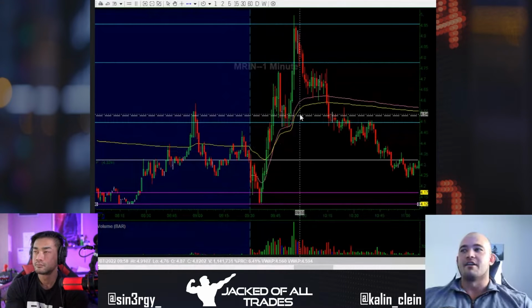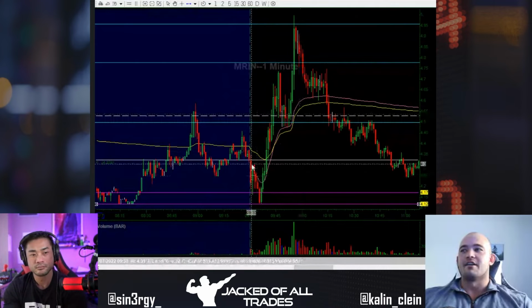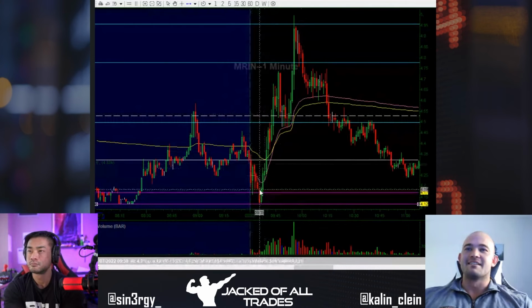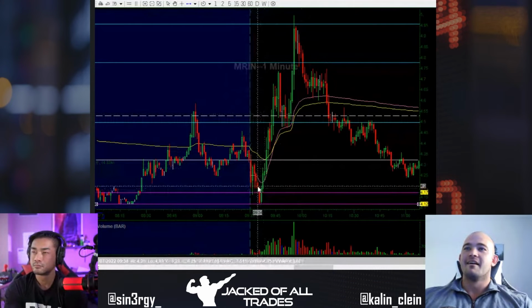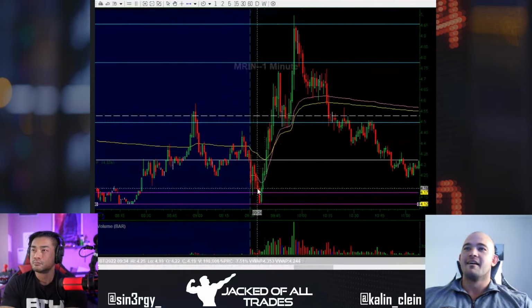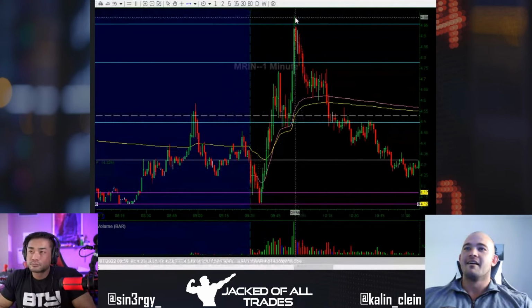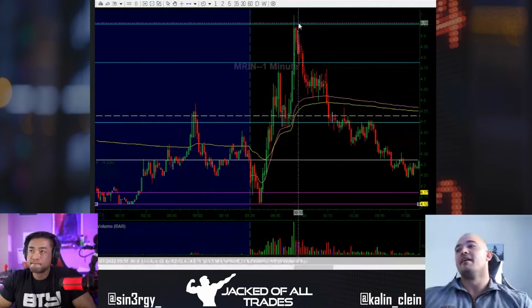But if I just shorted this thing full size, say I saw it wash down here and I got in full size down here at like 420, and then all of a sudden for the next half an hour this thing goes all the way up to $5, are you going to be able to hold that whole lot through that move without covering? So it's like, would you rather be right or would you rather make money? So this is where the timing comes in.